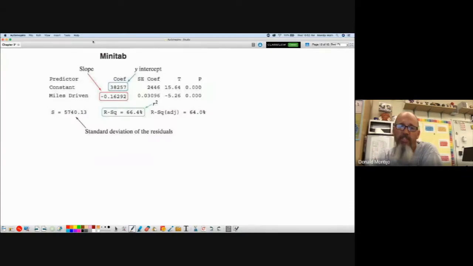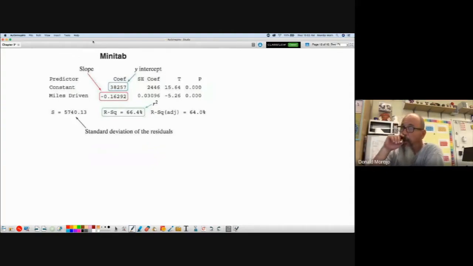Now, probably just as important as all the calculator stuff that we've talked about is how do we read a computer printout? More than likely on the AP test, regression questions will come from a graph given to us and a printout. So here we're looking at a Minitab printout of the problem that we've been working on.